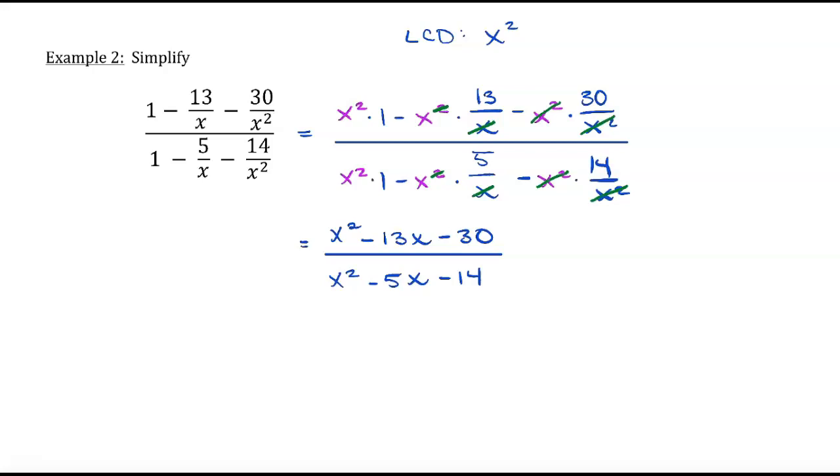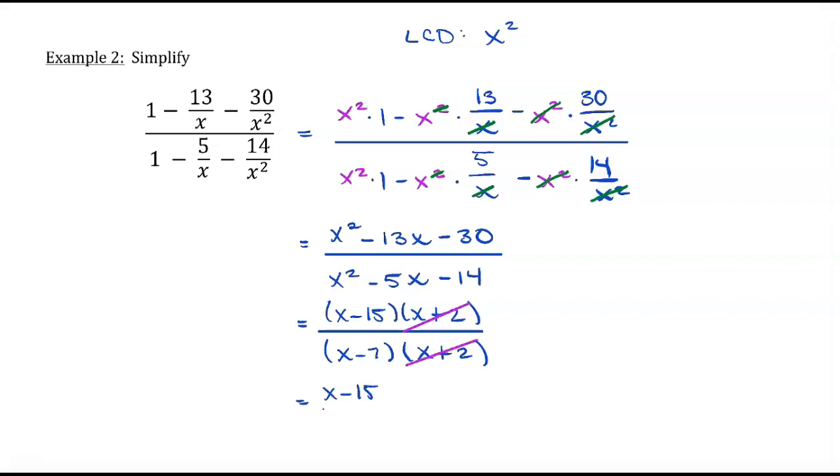We will begin by factoring the numerator and the denominator in hopes of finding a common factor. X squared minus 13x minus 30 can be factored as x minus 15 times x plus 2. X squared minus 5x minus 14 can be factored as x minus 7 times x plus 2. With a factor of x plus 2 in both the numerator and in the denominator, we simply have x minus 15 in the numerator and x minus 7 in the denominator. Let's go on to example 3.